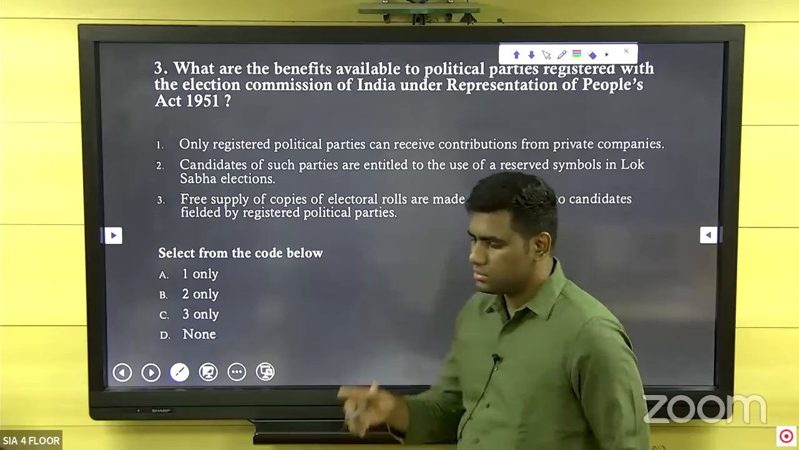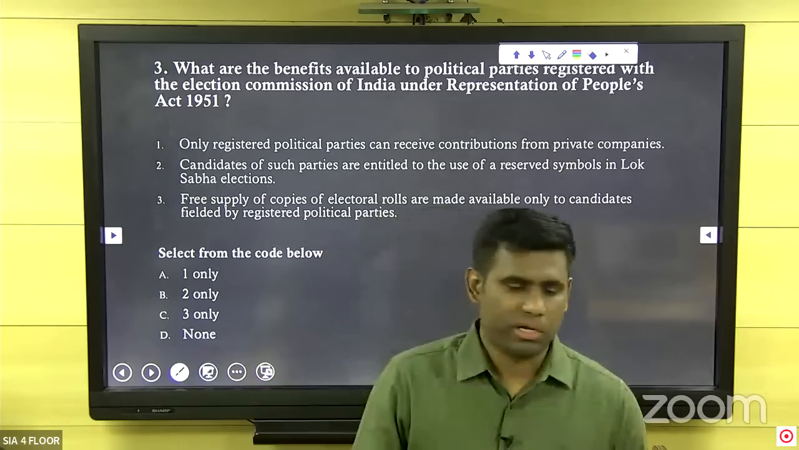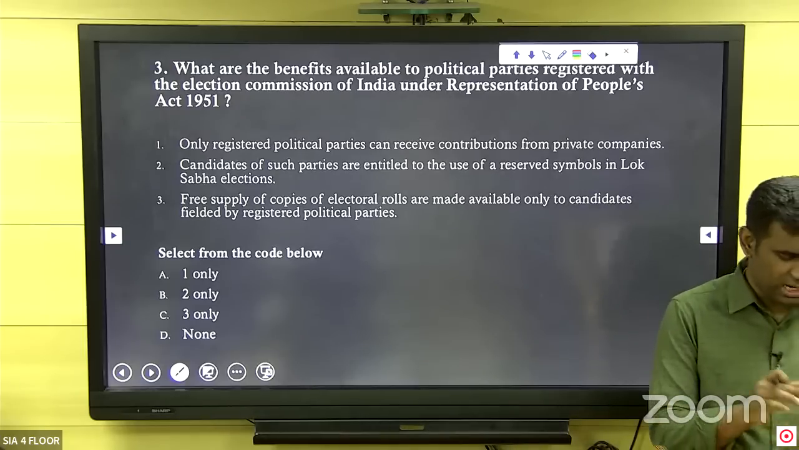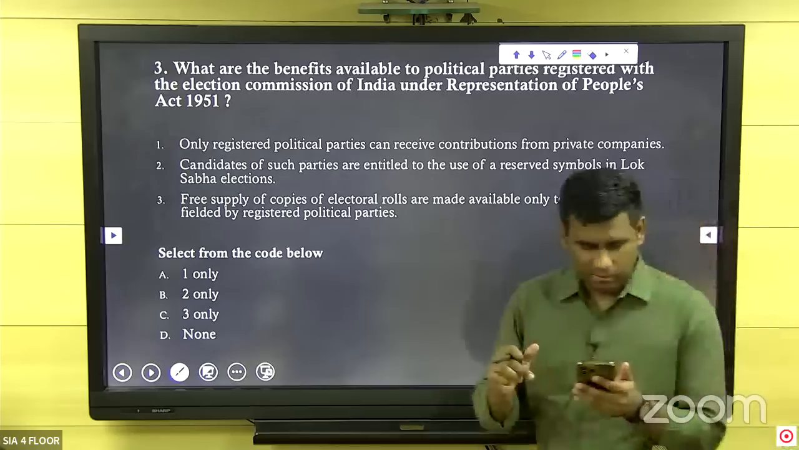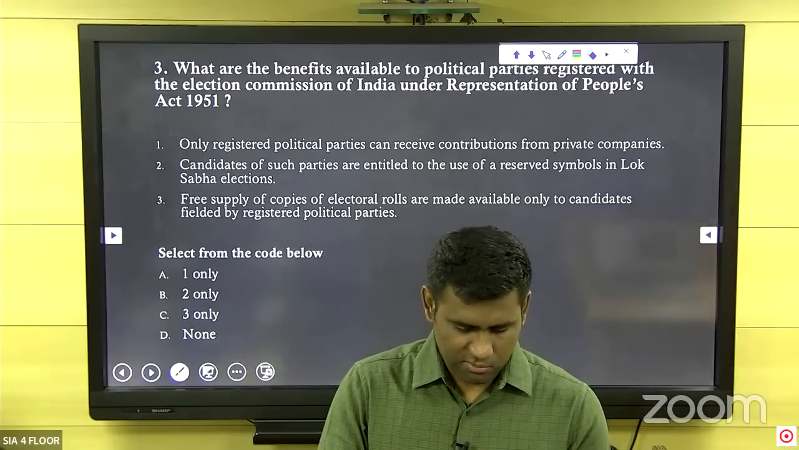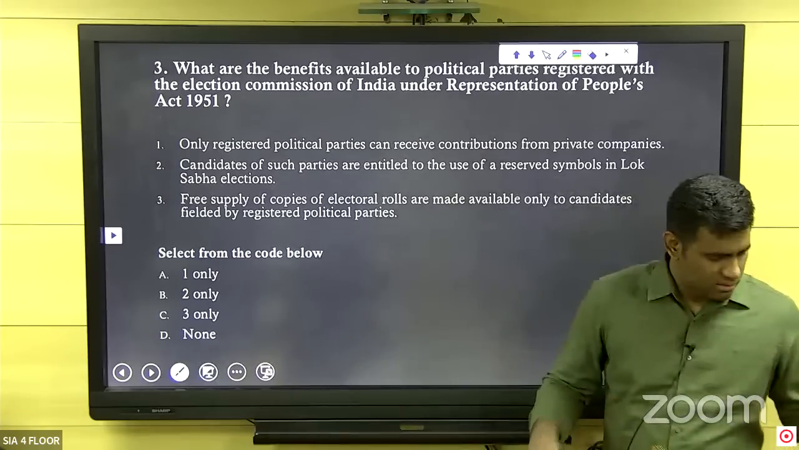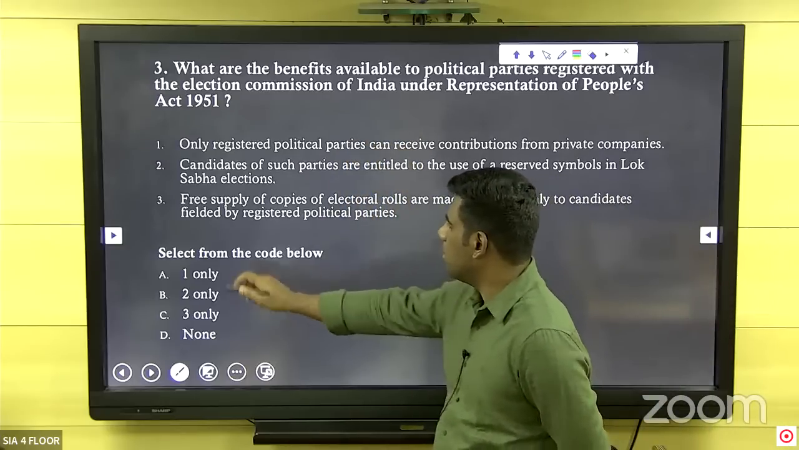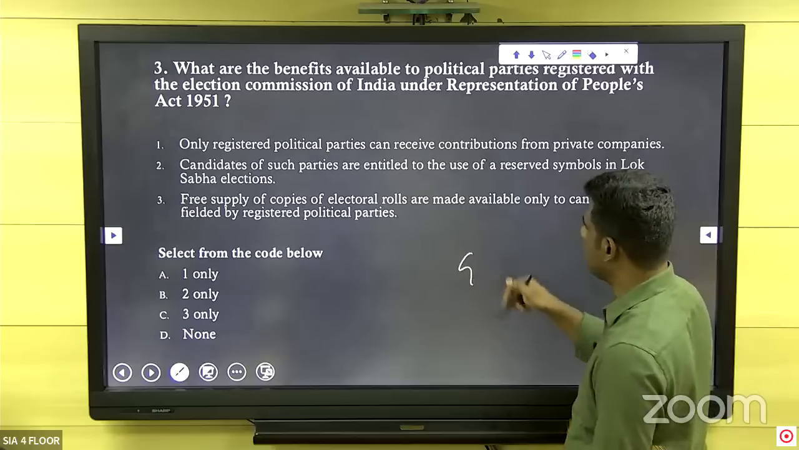Only if a political party is registered with the Election Commission of India, it can receive funds from corporate entities, private entities. Okay, I think now the chat box itself is enabled, so I request you all to type in the chat box, question and answer. It's not convenient for me to scroll through it. All right. So the first statement is actually correct. Only registered political parties can receive contributions from private companies. The statement is right.